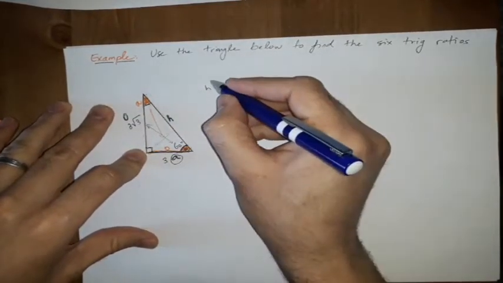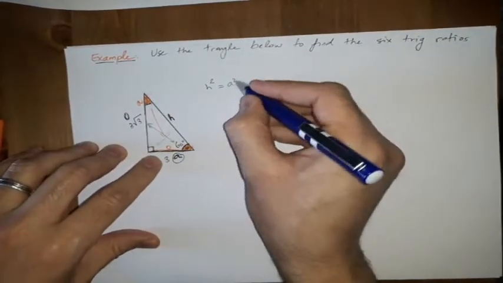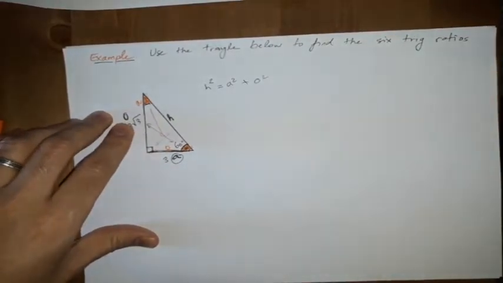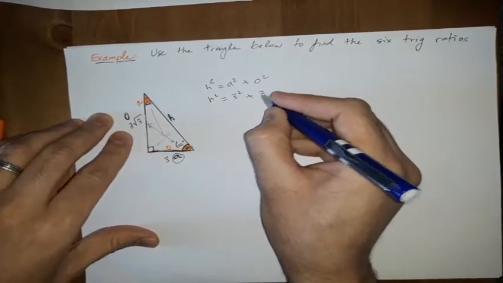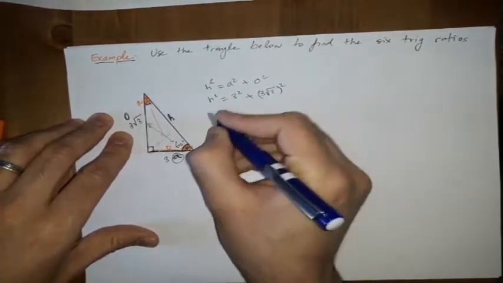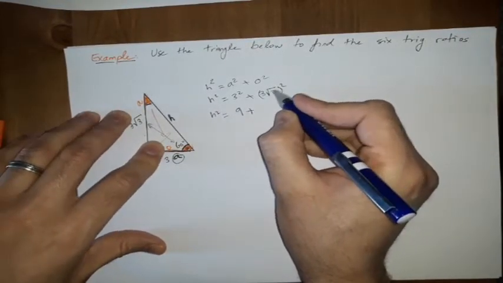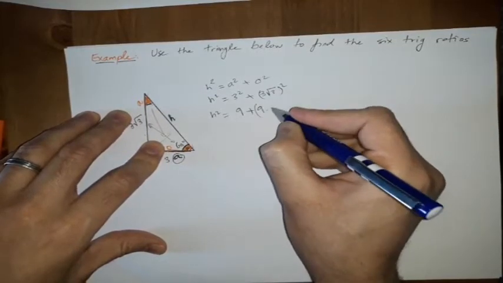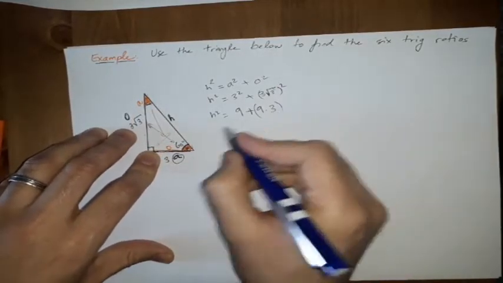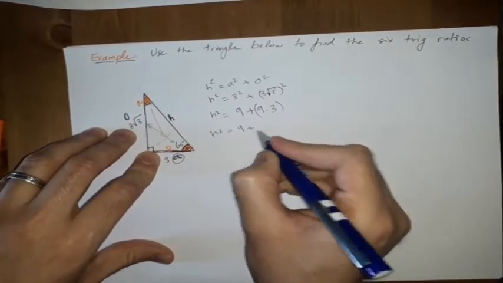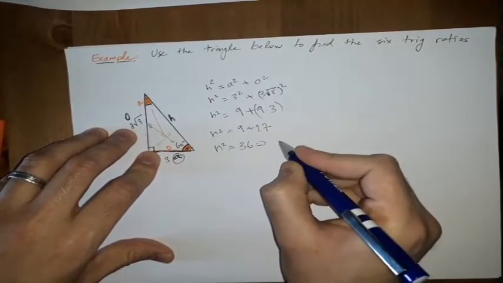So we know that the Pythagorean theorem states that h squared equals what? A squared plus O squared, right? So h squared equals 3 squared plus 3 square root of 3 squared. So h squared equals 9 plus, don't forget, both get squared, so it's going to be 9 times 3, because the square root cancels out with the square. So h squared equals 9 plus 27. h squared equals 36.